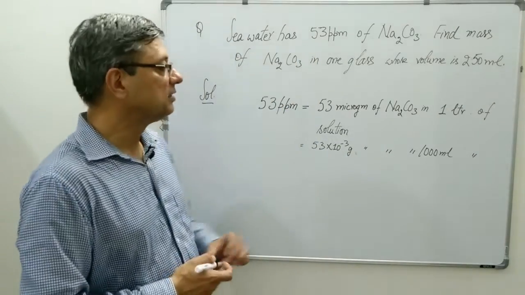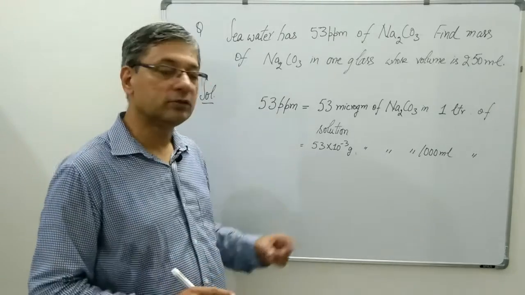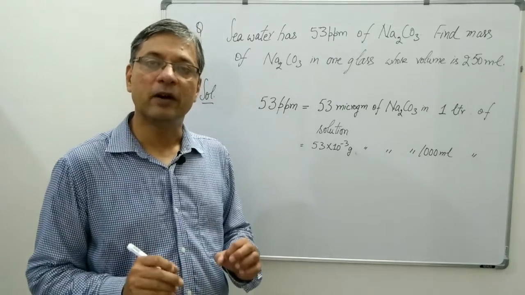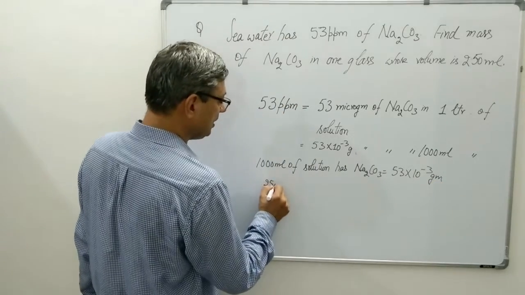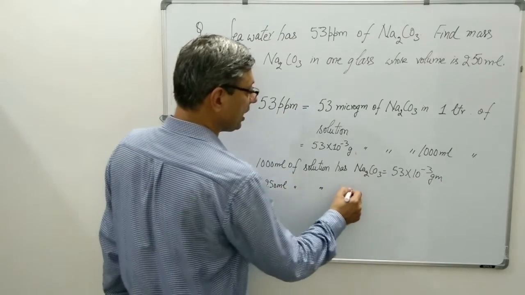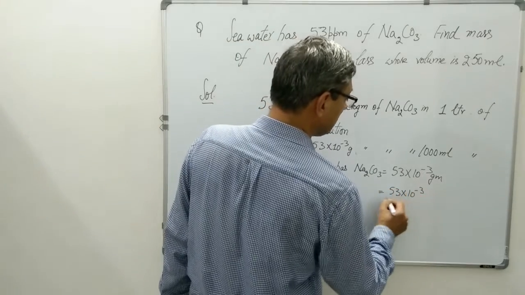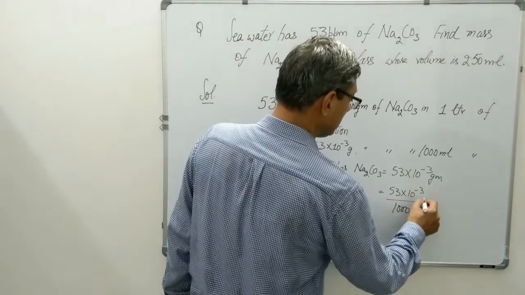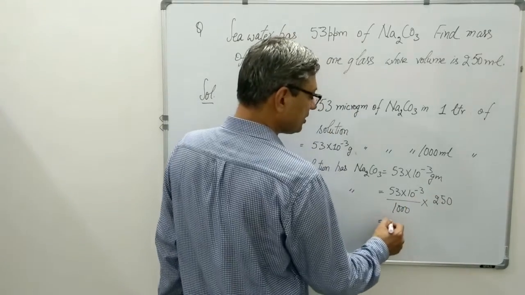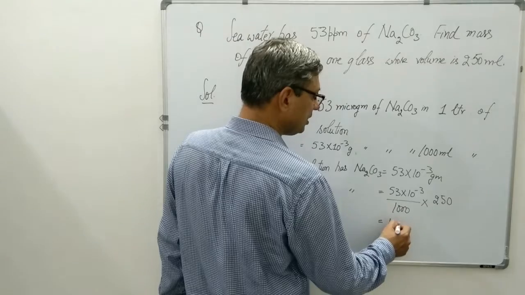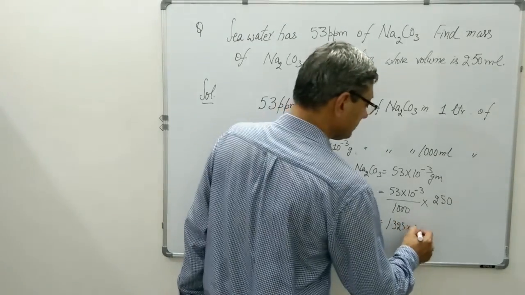Applying unitary method, 1000 milliliter of solution is having sodium carbonate equal to 53 into 10 to the power minus 3 grams. Then 250 milliliter of solution has sodium carbonate equal to 53 into 10 to the power minus 3 upon 1000 multiplied by 250. On solving, answer comes out to be 1.325 into 10 to the power minus 2 grams.